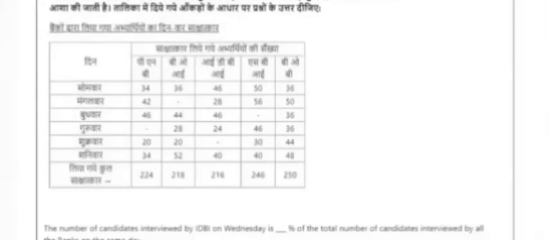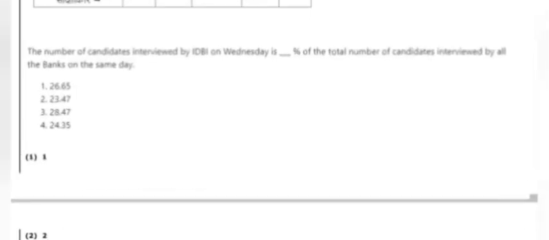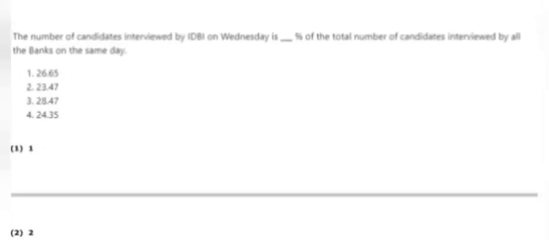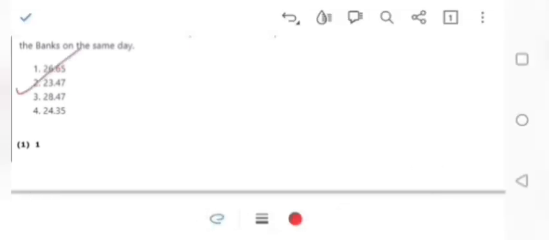Second question, it says, the number of candidates interviewed by IDBI on Wednesday is dash percent of the total number of candidates interviewed by all the banks on the same day. 26.65, 23.47, 28.47, 24.35. So what will be correct? Correct answer will be 23.47. Got it?